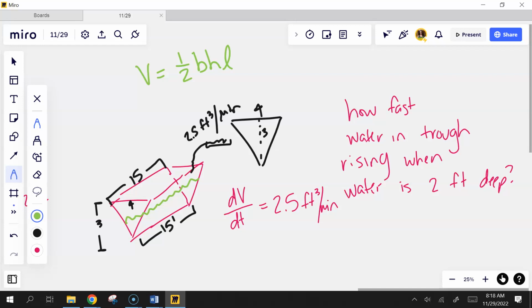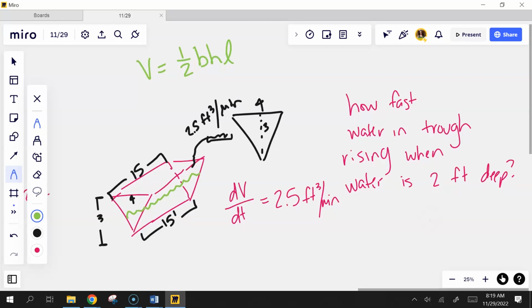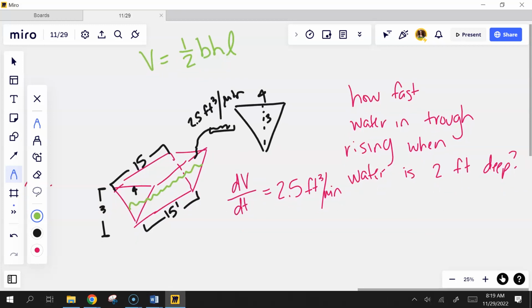Can we take the derivative of this? And here's another hint to these. Sometimes you have constants, things that are not changing regardless. Even as other things change, that thing is not changing. So do you see something that, as I fill in with water, is never going to change? The length.